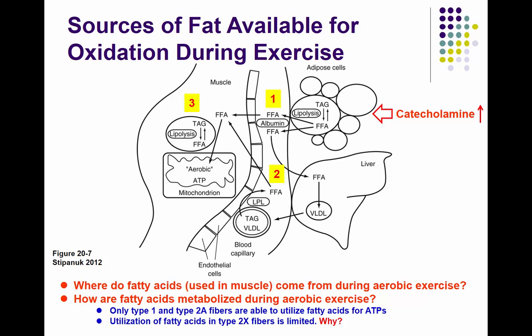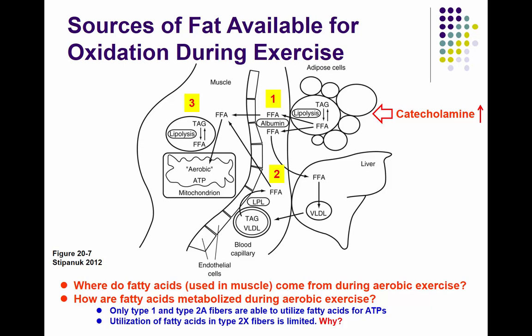So catecholamine is one of the most important hormones during exercise that regulates all the energy metabolism, right? Catecholamine can stimulate adipose tissue to break down triglyceride and release fatty acids into circulation. This is not to say the most important, but it's one of the important sources of fatty acids, right, from fat tissue, and then taken up by muscle and utilized for energy.